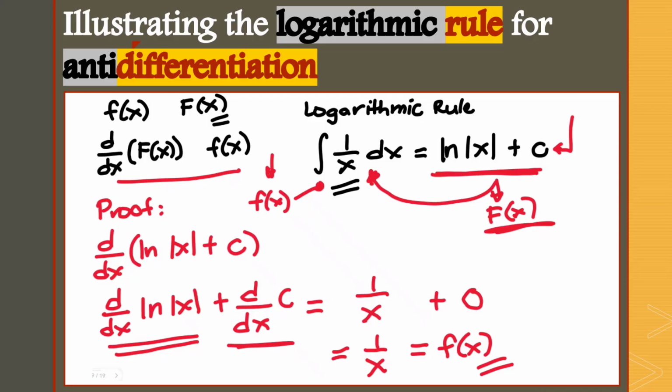Again, this is designed for situations where we have a function 1 over x, or simply where the exponent of the variable in the denominator is equal to 1, which is the restriction for our power rule. We are going to illustrate this further with some examples later on, but this video talks about that proof for the logarithmic rule for antidifferentiation.